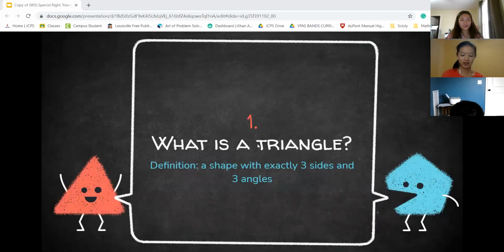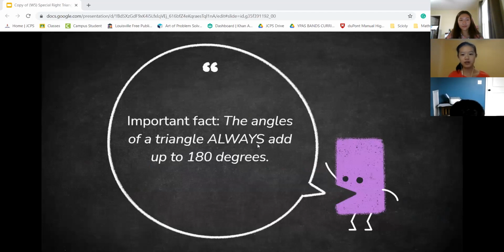There's one other thing about triangles though that you need to know, and it's that the angles in a triangle will always add up to 180 degrees. We're not going to go into the proof right now, but this is a very important piece of information, and you need to remember this.